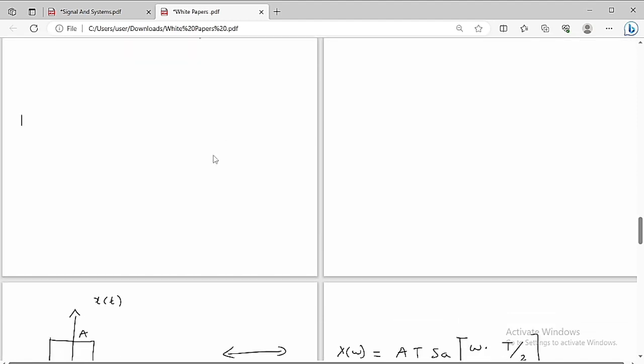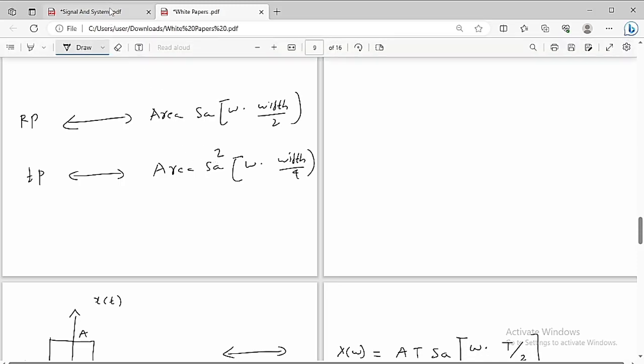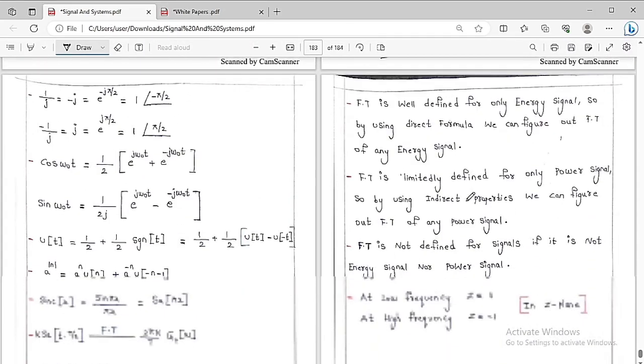For a rectangular pulse, what is the Fourier transform? Area into sinc of omega into width by 2. For a triangular pulse, what is the Fourier transform? Area into sinc square of omega into width by 4. This one I already told you so many times. This formula you always have to keep in your mind, because in the examinations you will get at least one question from this.